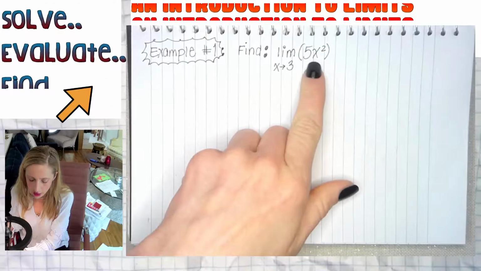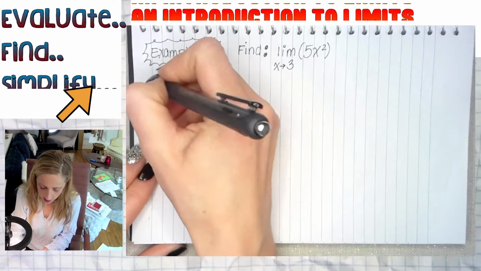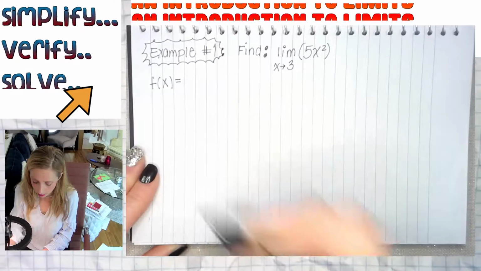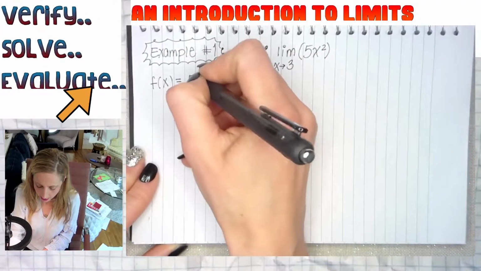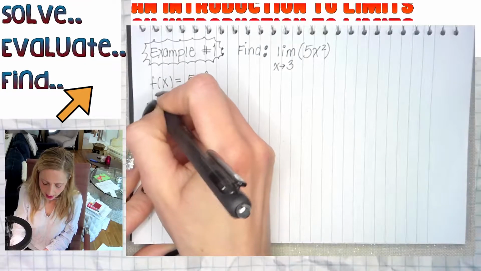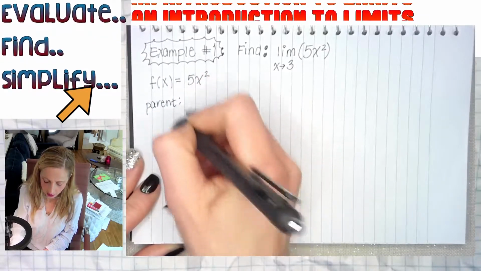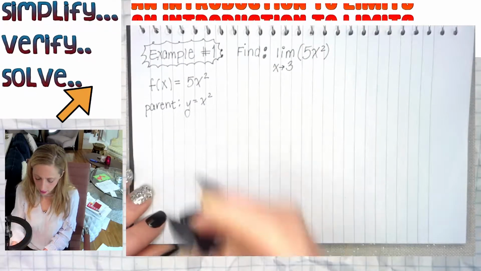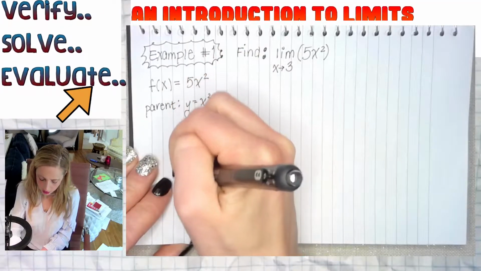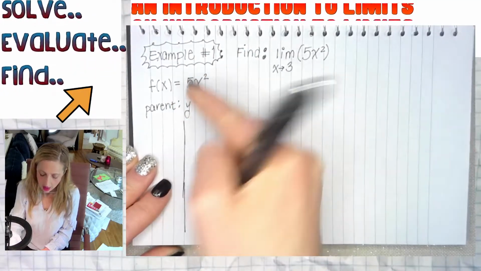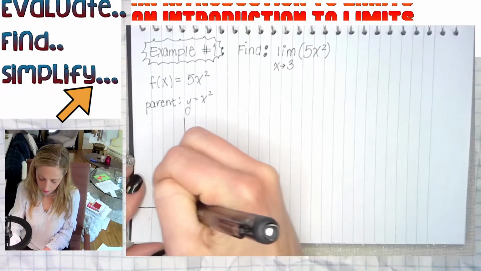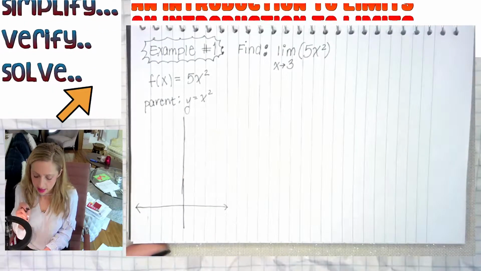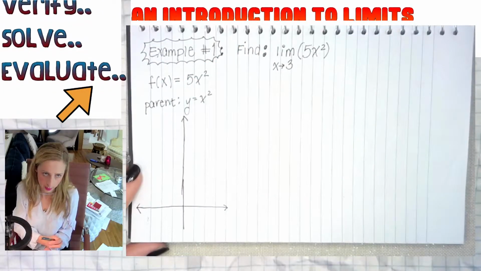Now, 5x squared is the function, all right? You don't necessarily need to write all this stuff down. I'm just going way into it, okay? My function that I'm finding the limit of, f of x, is 5x squared. That is a transformed version of the parent function y equals x squared, which is a quadratic. Y equals x squared, you really want to just know what that graph is by heart. The name of that type of function is a quadratic function, and the graph is known as a parabola.